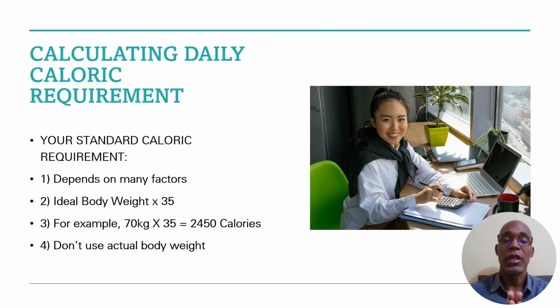Next thing you're going to be doing is to calculate your usual calorie requirement. You're going to be working that out based on your ideal body weight. You're going to multiply your ideal body weight by 35. So for example, if your ideal body weight is 70 kilograms, then you're going to multiply that 70 by 35 and you're going to end up with 2,450 calories. So the usual amount of calories required for a person with 70 kilograms is roughly 2,500.